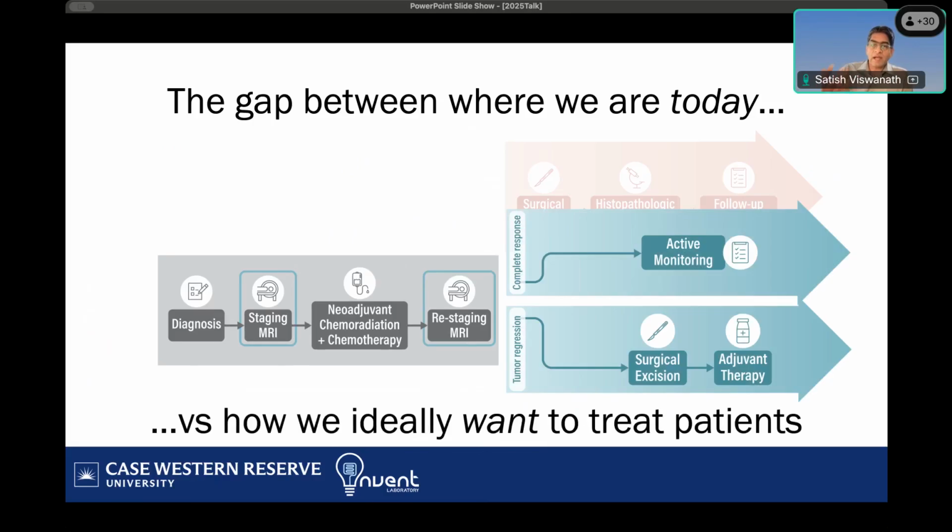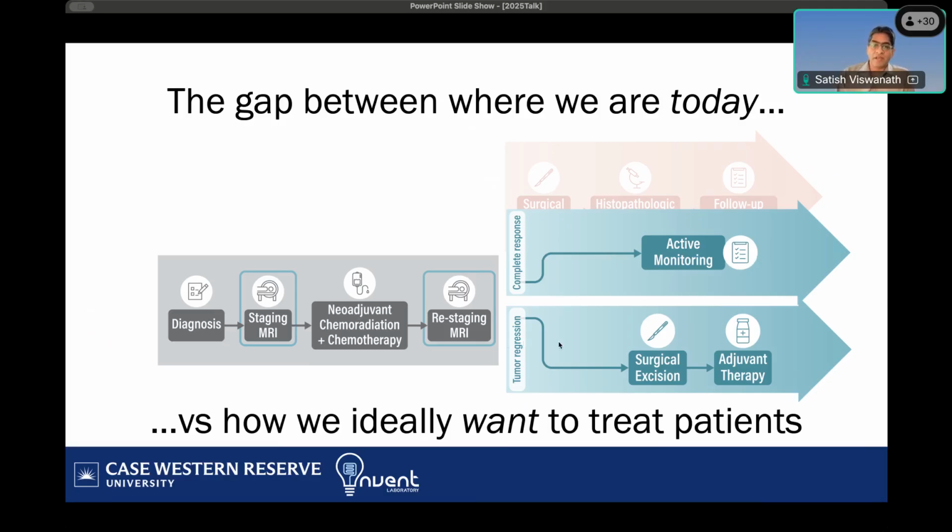And one of the ideas that we've been exploring, and that is gaining a lot of traction in the field, is that there may be a possibility to use artificial intelligence, AI, to actually develop different types of pathways. So you could have patients getting treatment, and maybe those who have complete response just go into active monitoring.